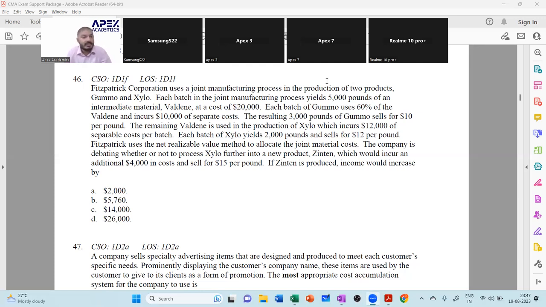The company is debating whether or not to process Xylo further into a new product called Zinten, which would incur an additional $4,000 in cost and sell for $15 per pound. If Zinten is produced, income would increase by how much? My God, this is crazy. There is so much data in these 7 to 8 lines that anybody already stressed out in the examination, please add the constant gross margin method after MCQs. I did understand your question.